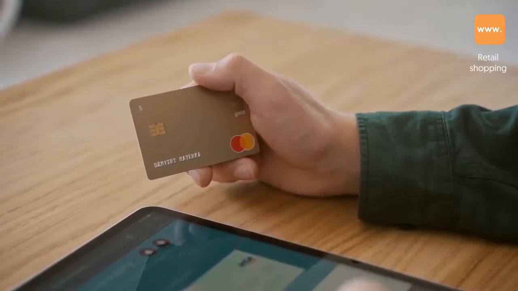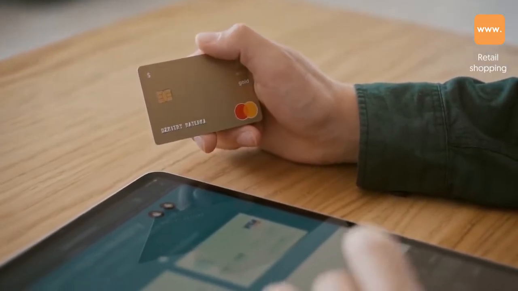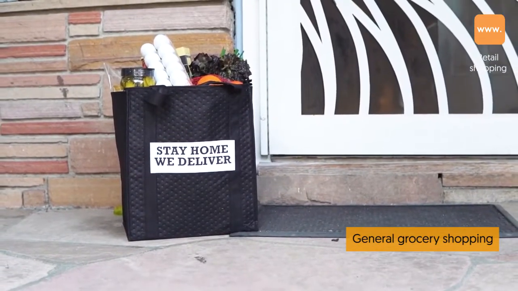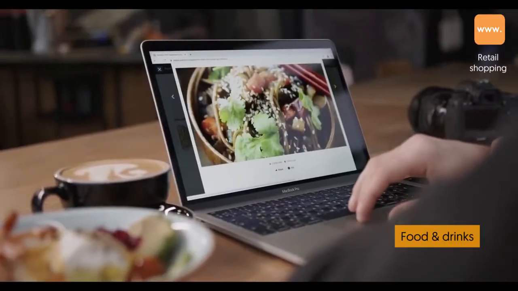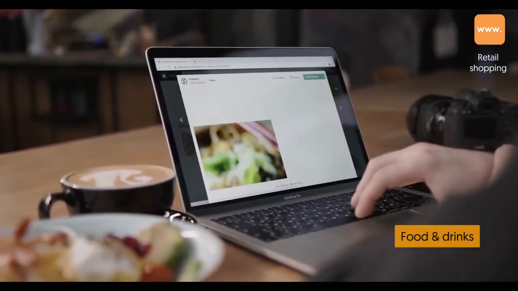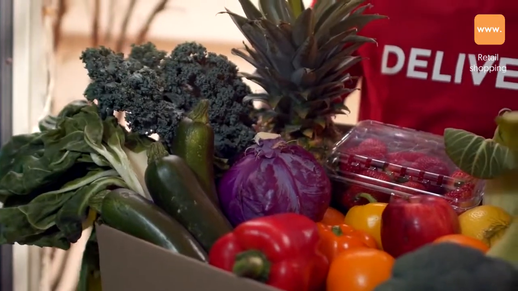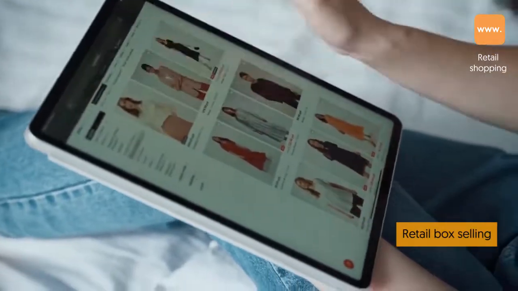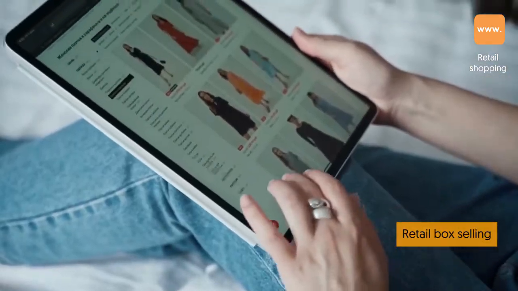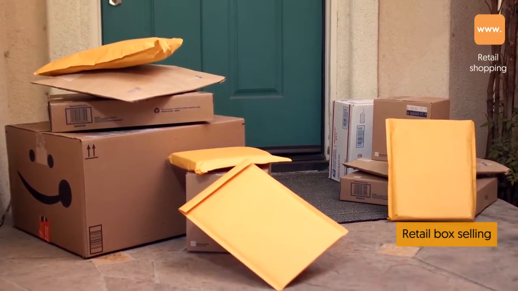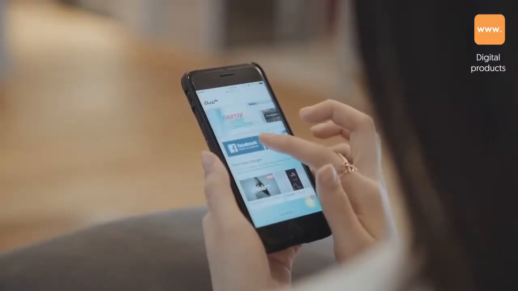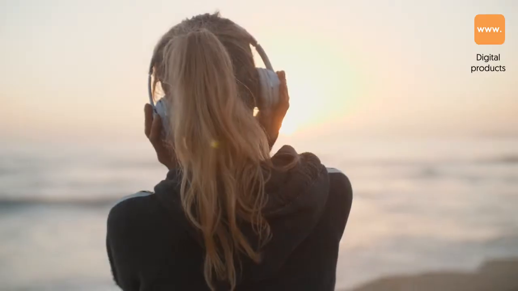Let us begin with online retail shopping, which is divided into 3 subgroups. First is general grocery shopping, and second is food and drinks. Both of these groups provide sensitive products that require fast delivery. Last is retail box selling, offering products shipped anywhere in the world. Amazon is the largest retail box seller worldwide. The next group is digital products.